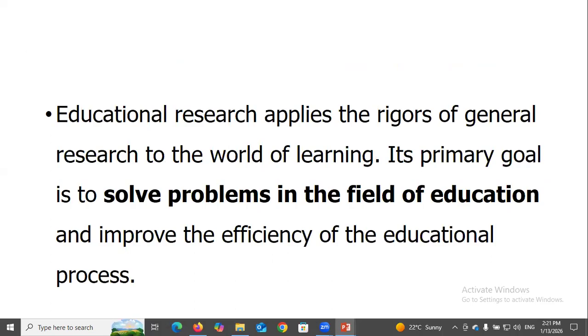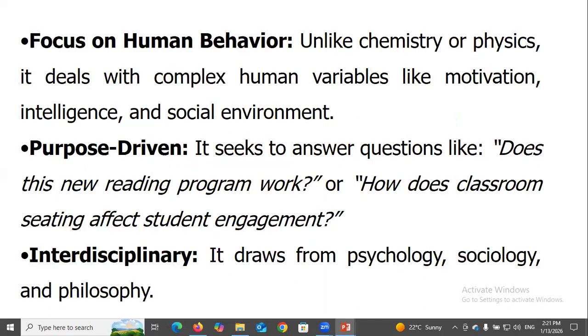Educational research applies the rigors of general research to the world of learning. Its primary goal is to solve problems in the field of education and improve the efficiency of the educational process. Focus on human behavior. Unlike chemistry or physics, it deals with complex human variables like motivation, intelligence, and social environment.